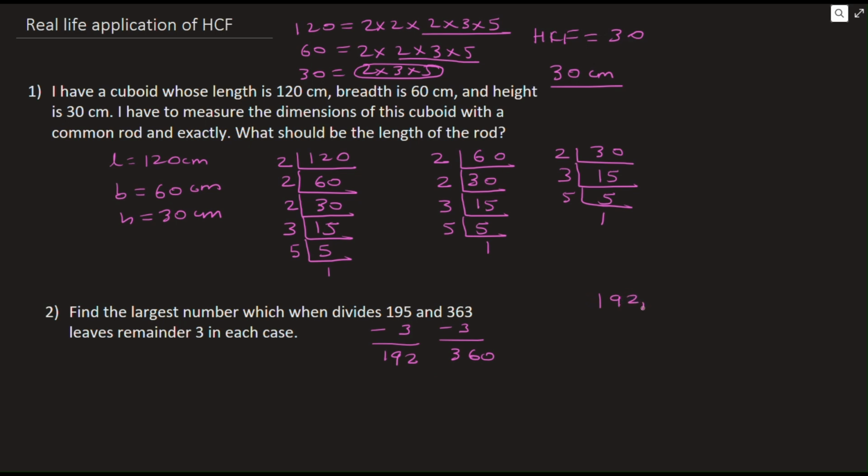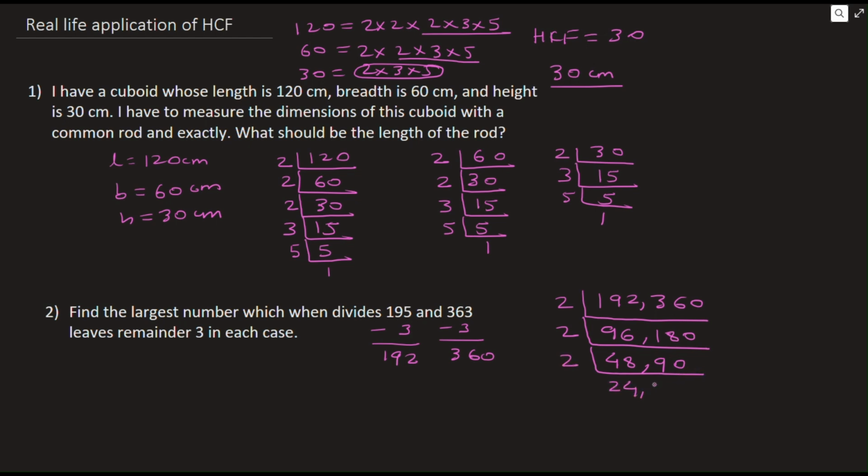Let me do it using the common division method. 192 and 360 I write down together. The least prime number that divides both is 2. So 2 times 96 equals 192. 2 times 180 equals 360. Again I have 2. 2 times 48 equals 96. 2 times 90 equals 180. Again I have 2.